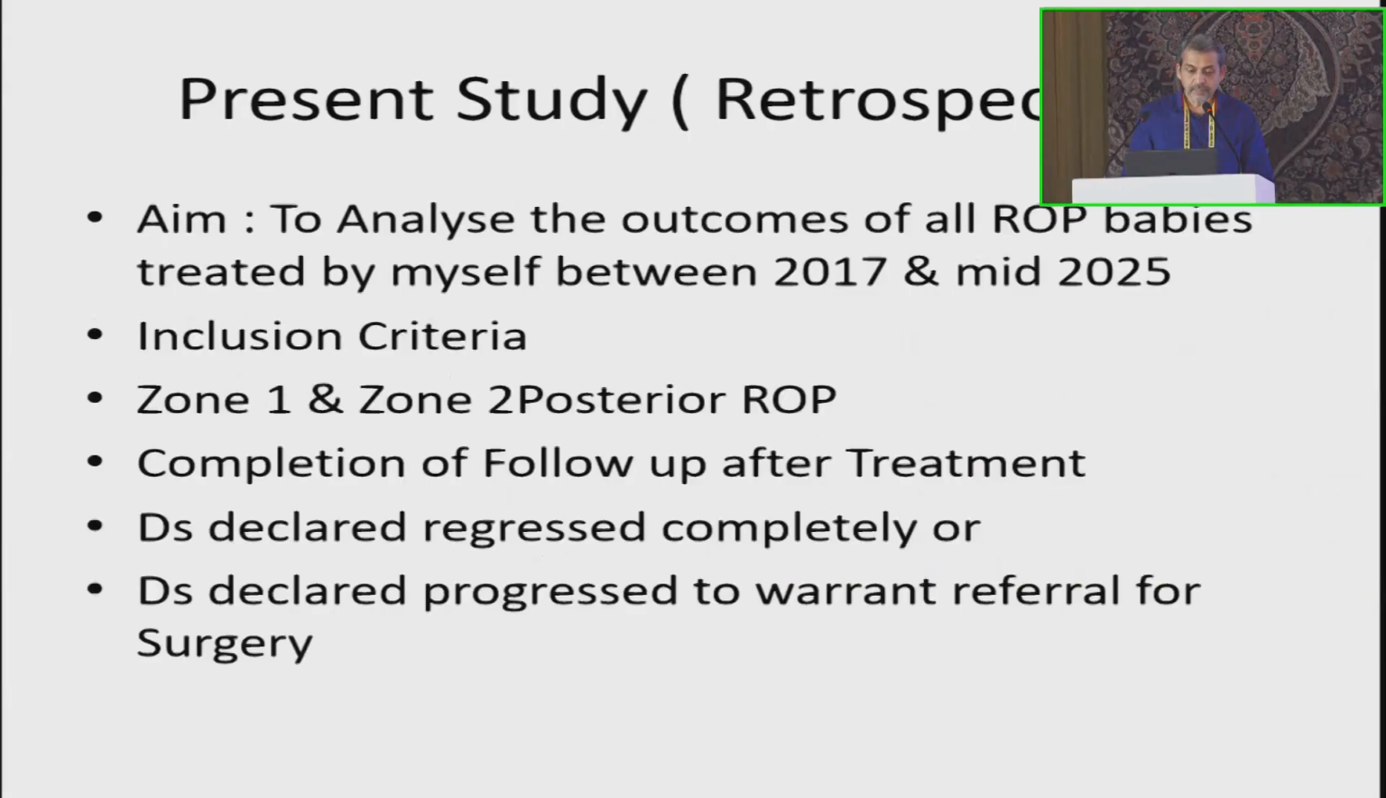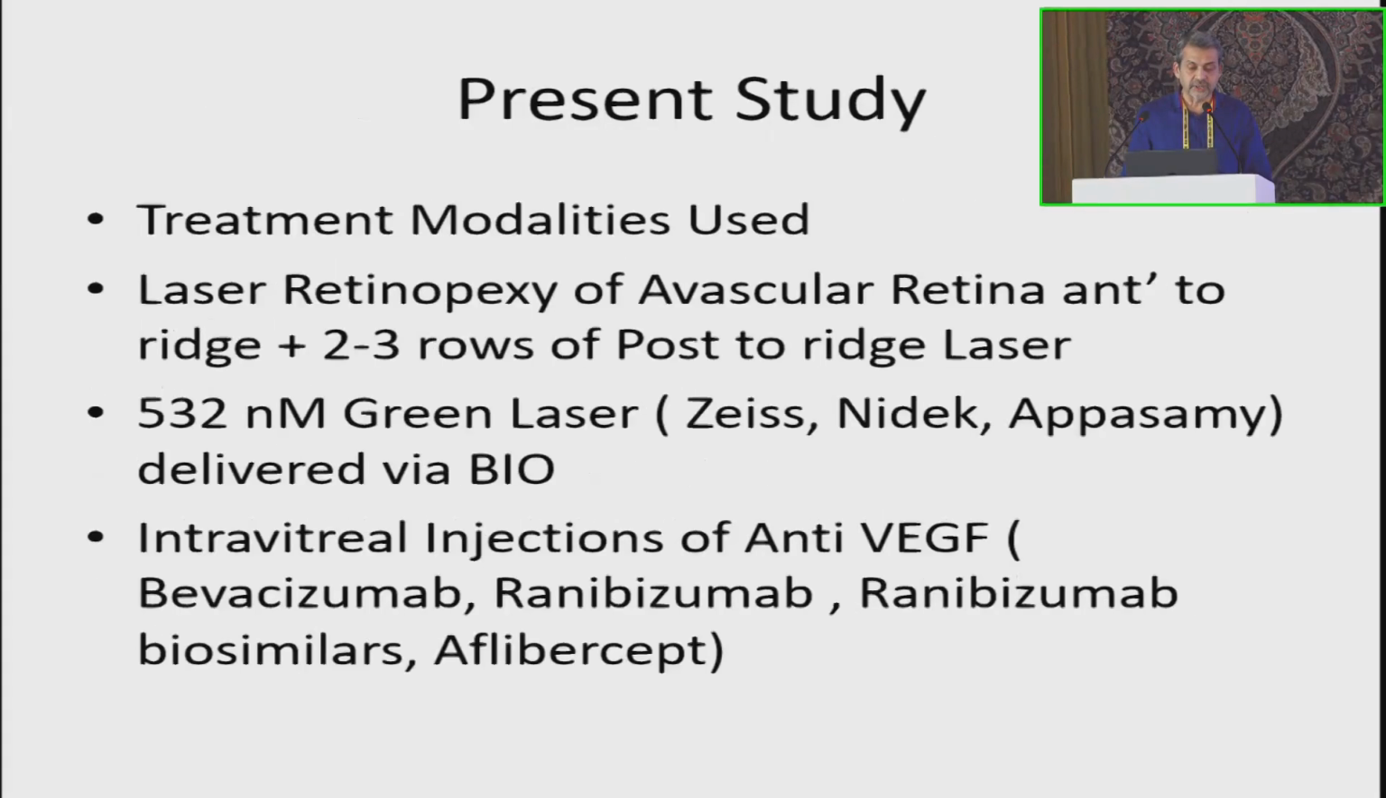3. So this present study's aim was to analyze the outcomes of all ROP babies treated by me between 2017 and mid-25. Inclusion criteria was only the babies who were in zone 1 and 2 posterior ROP were taken, and only babies who had completed the follow-up were taken into account. What we mean by completion of treatment was that the disease must have been declared regressed completely or progressed to warrant referral for surgery.